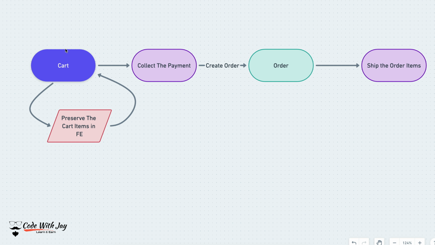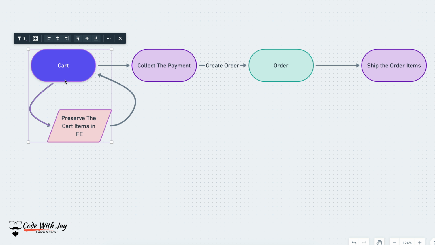So that means while we are creating the cart, we are not sending any data to the backend at all, right? We are just preserving it in the front end in a very basic way. And then we're just creating the order by sending all of the cart items from the front end to create an order. And once the order has been placed, then ship the order items, and so forth, right? But this is not the ideal case.